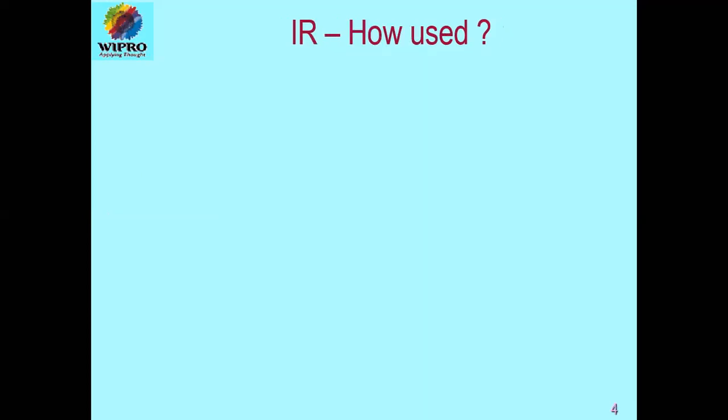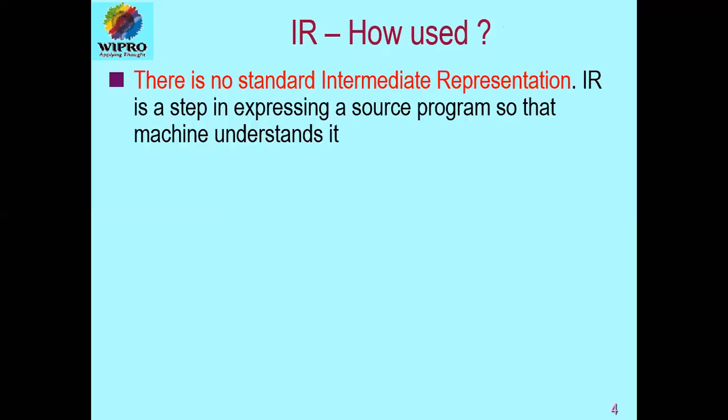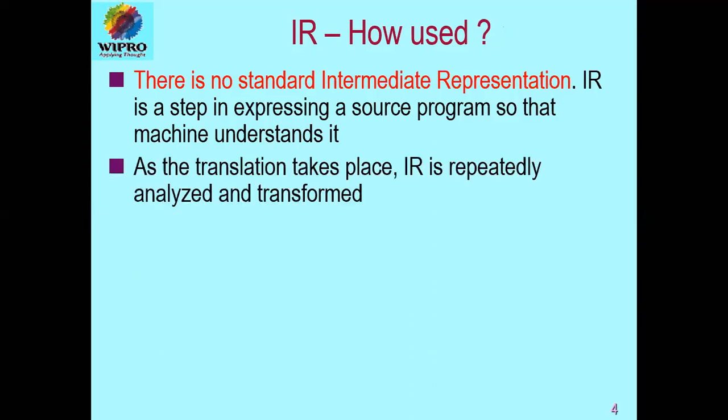Fine. How is it used? The first statement is most important. There is no standard intermediate representation. It is decided by the designer of the compiler. Which IR representation should be used is decided by the designer of the compiler, right? So there are so many.